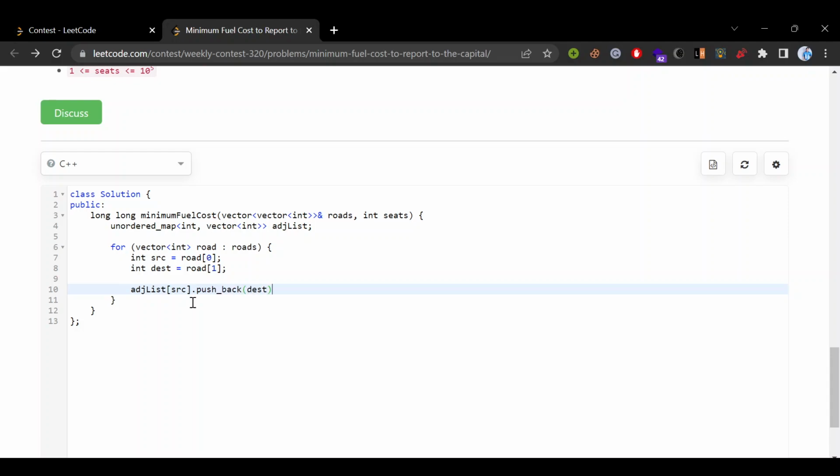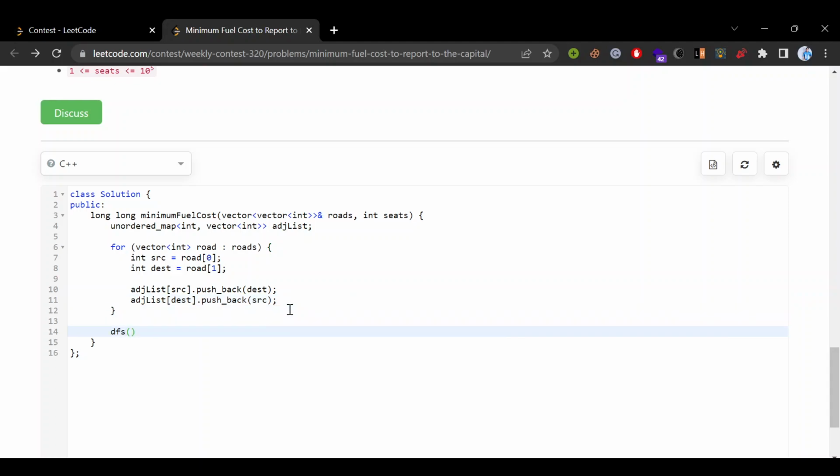Now adjacency list at source will have an adjacent node as destination, and adjacency list at destination, because it's a bidirectional graph or edge, will have pushback source. Right now source is connected to destination, and destination is also connected to source.